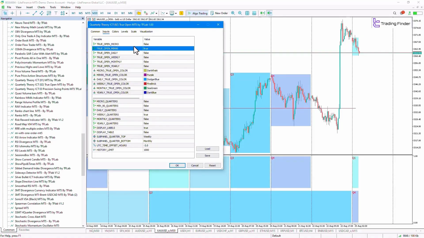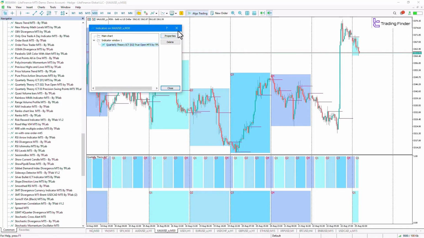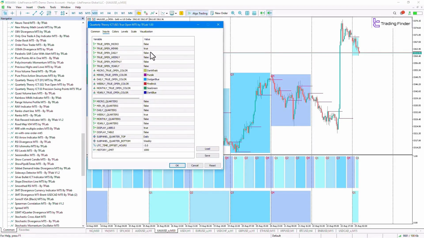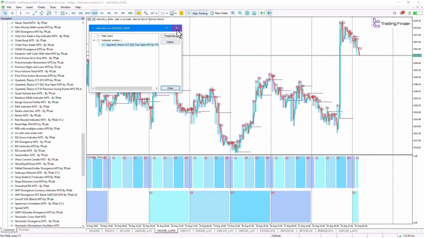Here, I disable the weekly quarter and enable the 90-minute quarter. In the very next section of this demonstration, I will select the daily quarter option and the weekly quarter option, and then I will click the confirm option to finalize the selection. In the next section as well, I enable the 90-minute quarter.